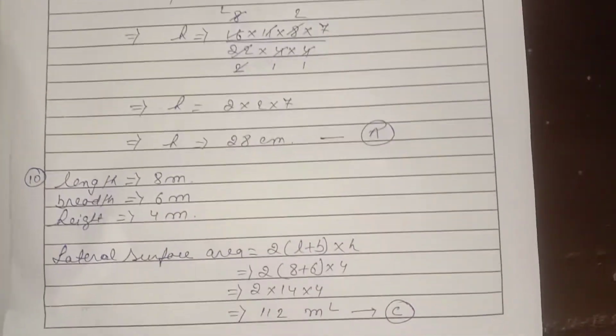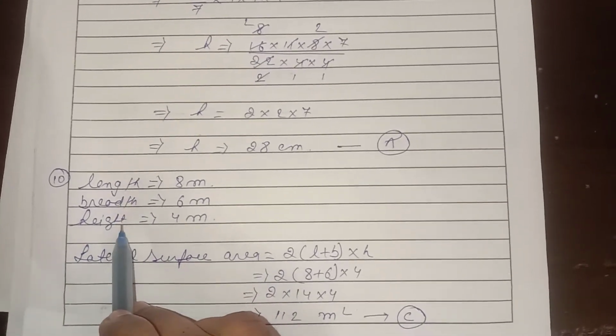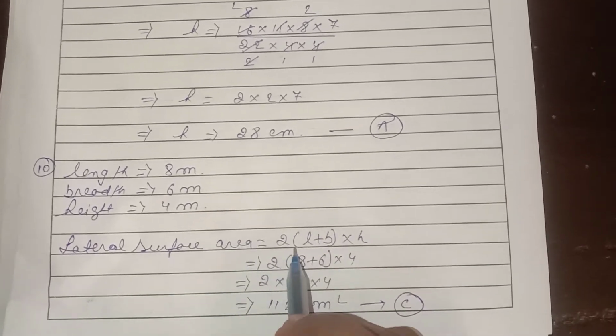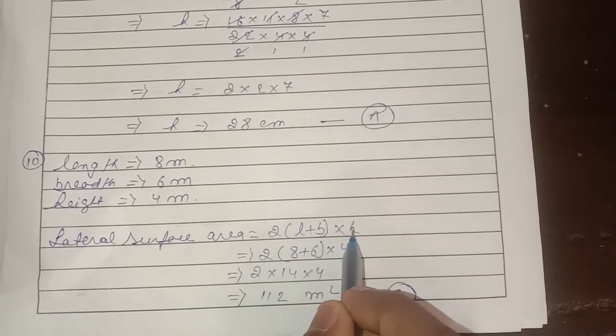Same way in question number 10. In our question we have got length, breadth and height. What to find out? Lateral surface area. And to find lateral surface area, as we know, we have a formula twice L plus B into h. Apply that, put all the values, you will get your answer.